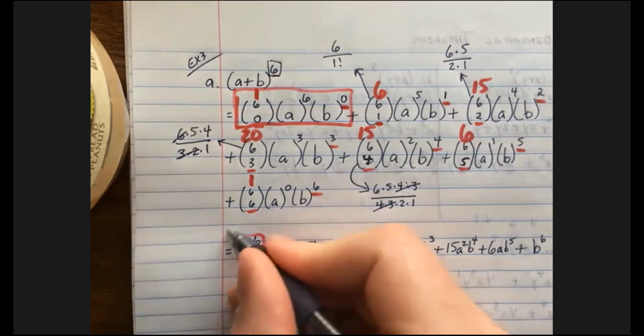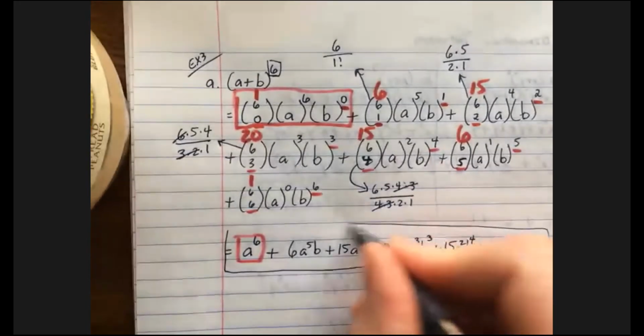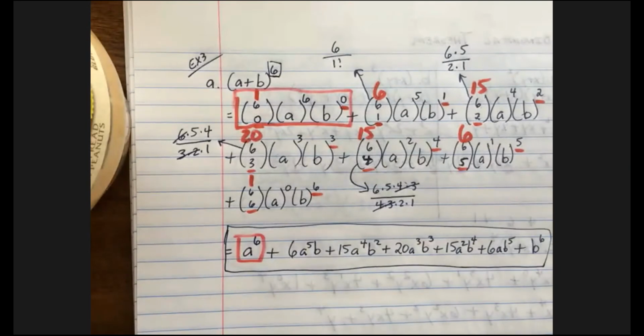So there's our (a + b)^6. I'll expand it out. Okay, I'm going to let you try b and just check it with the key. I'm going to do part C now, just to see it again, another problem.